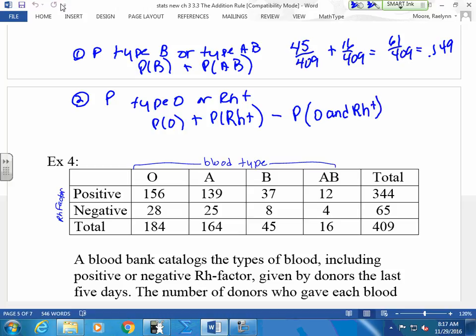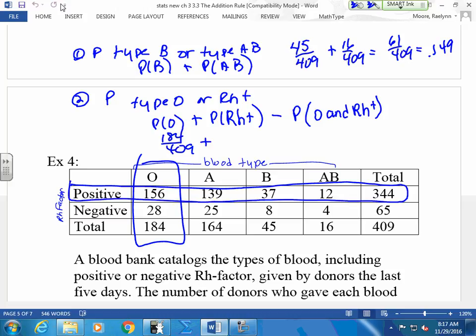So let's take a look at this. Here's my O's. Evangelise, what did you get for O's? 184 over 409. What did you get for Rh positive? Good. 344 over 409. Now, where's your overlap? Type O, the person that is this, I counted them here, and I counted them there. So, minus 156 over 409. Good. What'd you get?